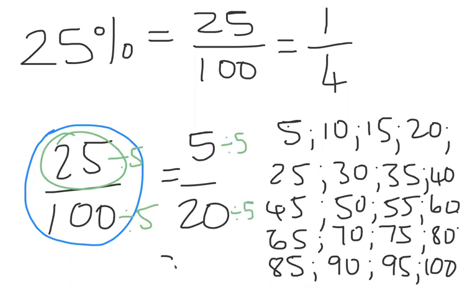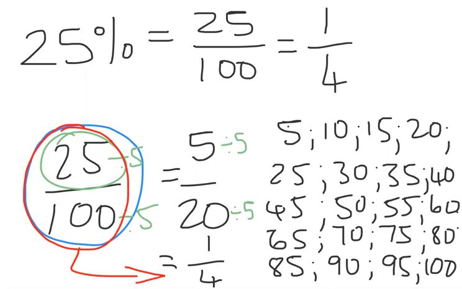So that answer is going to be 5 divided by 5, that's 1. And 20 divided by 5, look at the 5 times table. 1, 2, 3, 4. Then you get to 4. So here you can see how 25 divided by 100 eventually ends up to 1 over 4.